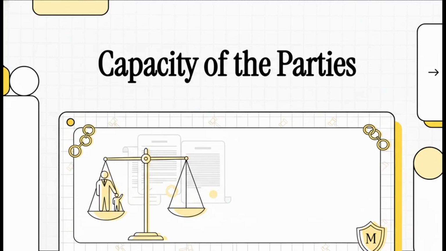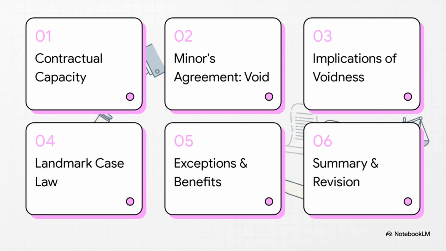Welcome. Let us begin with a foundational question. What happens legally when a person who has not yet reached the age of majority enters into a contract? Today's explainer delves into this very topic, the capacity of the parties, with a specific focus on the legal effect of a minor's agreement. Our agenda is structured to build your understanding methodically.